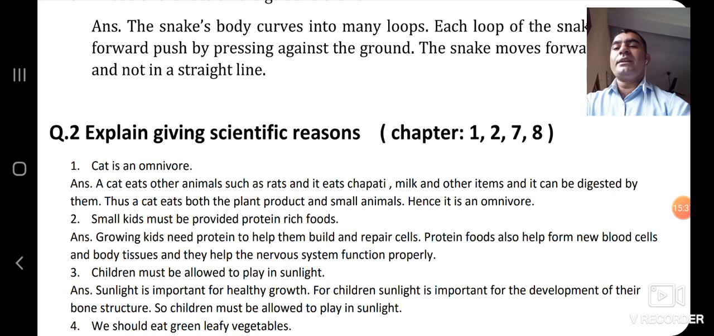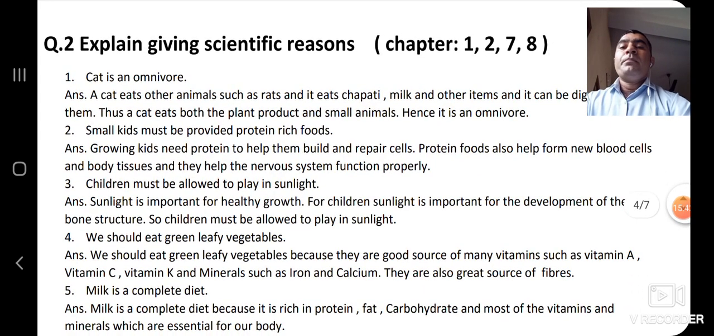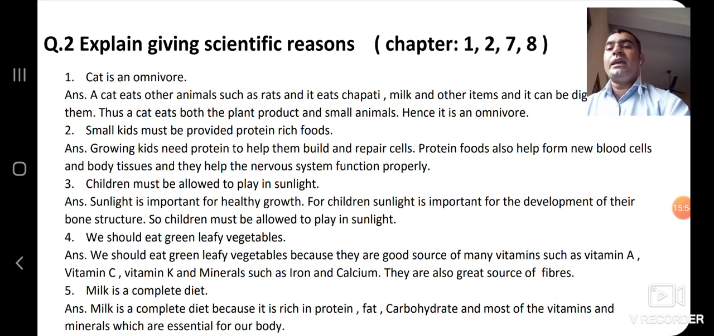Because green leafy vegetables contain many vitamins and minerals. We should eat green leafy vegetables because they are a good source of many vitamins such as vitamin A, vitamin C, vitamin K, and minerals such as iron and calcium. They are also a good source of fibers, so we should eat green leafy vegetables.